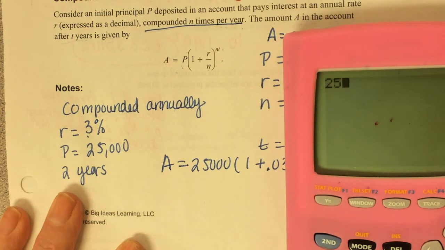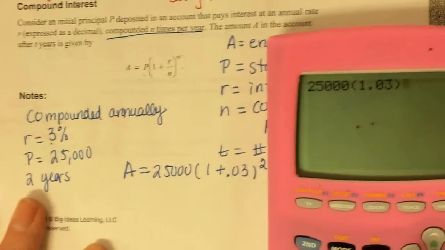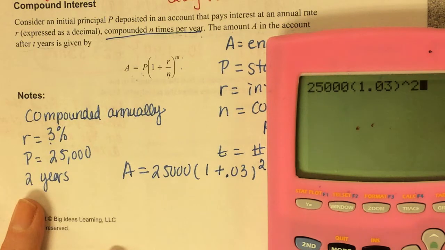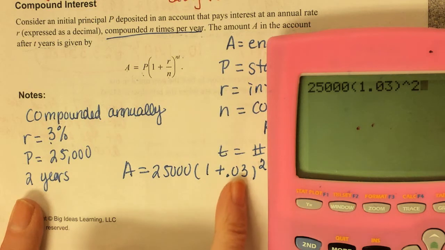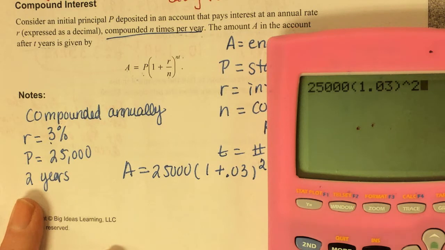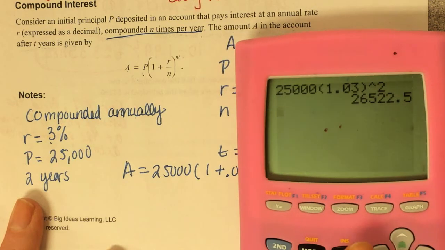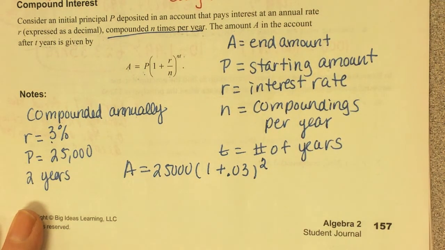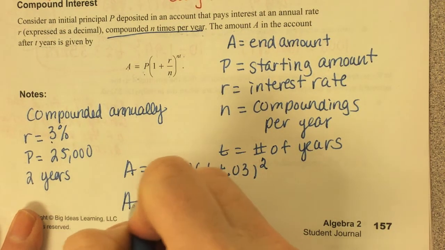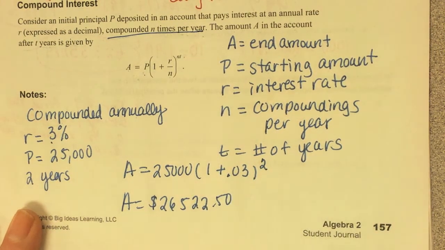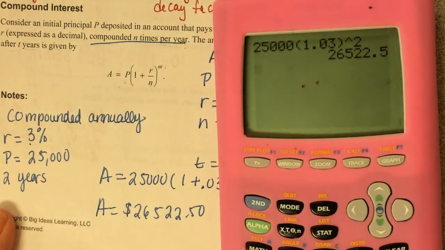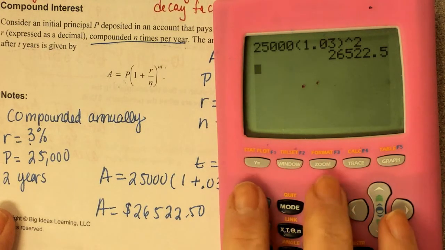So we're going to have 25,000 times 1.03 raised to the second. Can you see how this is an exponential growth model? See how this is our percent of increase? You guys see how that's the same as what we've been doing? It's really the same kind of thing. And so here we go. We're going to have $26,522.50. Okay, not bad.